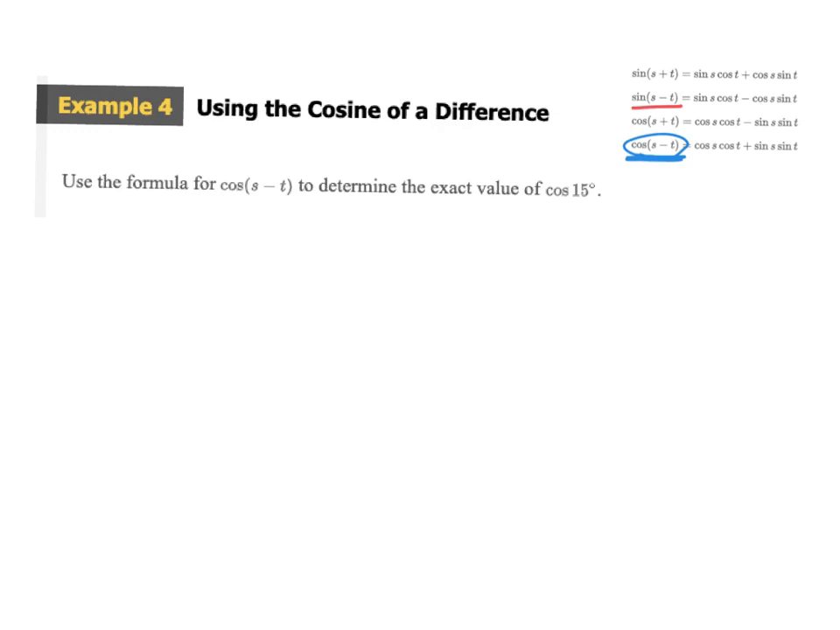All right, for our next example, we're going to use the formula for cosine s minus t to find the exact value of cosine of 15 degrees. And we've never done that before. Well, here's the deal. We can write cosine of 15 degrees. You got to get a little creative here because you guys are really good at 0, 30, 45, 60, 90, and around the circle we go. So this can be equal to cosine of 45 minus 30.